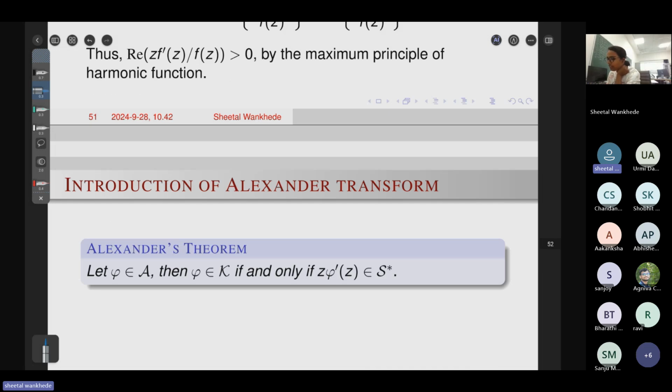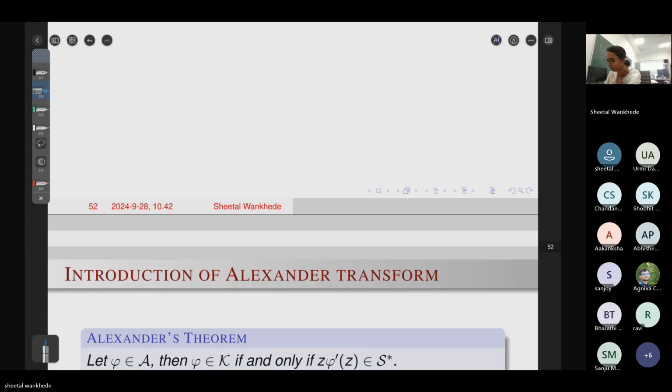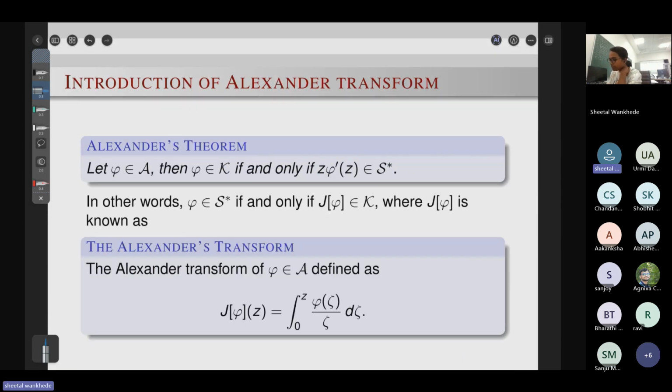So the next important thing is the Alexander theorem, because this Alexander theorem gives the relationship or connection between the class of convex functions and the class of star-like functions. That means if you have one convex function, you can generate one star-like function and vice versa. Okay, so Alexander's theorem is also stated in terms of an integral. In other words, Alexander says if phi is a star-like function, then J phi belongs to K, where J phi is the integral operator, integral from 0 to z of phi of zeta over zeta d zeta.